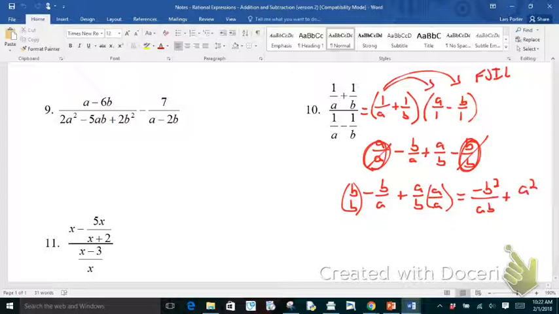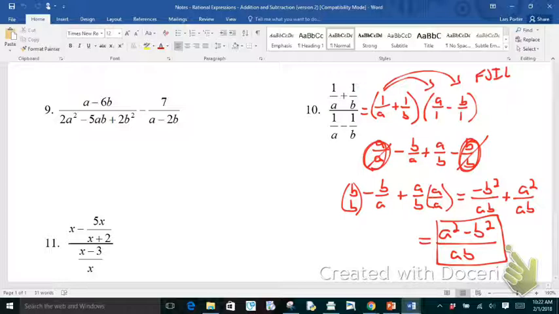plus a squared over ab, which is going to be equal to, and I'm going to move my a squared first. Instead of negative b squared plus a squared, I'm going to say a squared minus b squared over ab. It would not be wrong to say negative b squared plus a squared. That's just typically not how we work through it. So it led me to a place where I was able to simplify it, and that is the goal. We're just trying to simplify these things. All right.